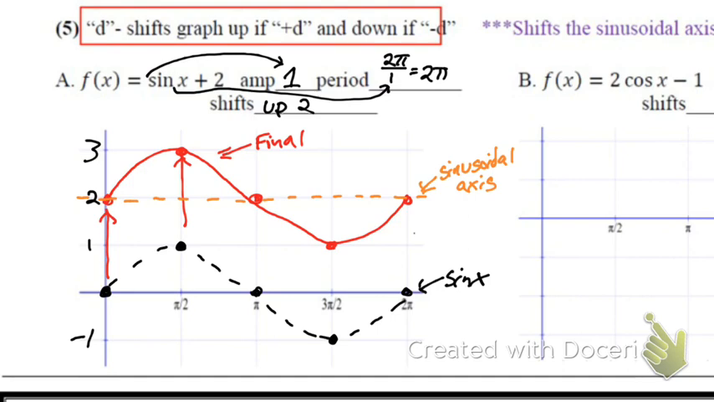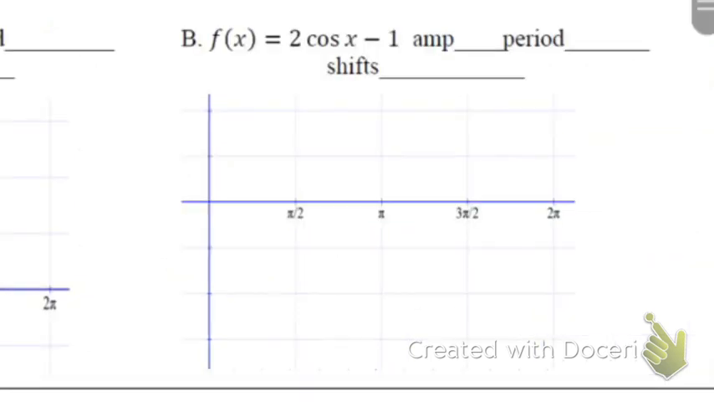So the other method I'm going to talk about is actually using the sinusoidal axis to do your entire shift for you. So we have 2 times cosine of negative x. The 2 changes our amplitude to 2. The period is 2 pi over 1, or just 2 pi, because remember, it's whatever number is in front of the x. That's a 1. 2 pi divided by 1 is just 2 pi. And then we're going to go down 1.